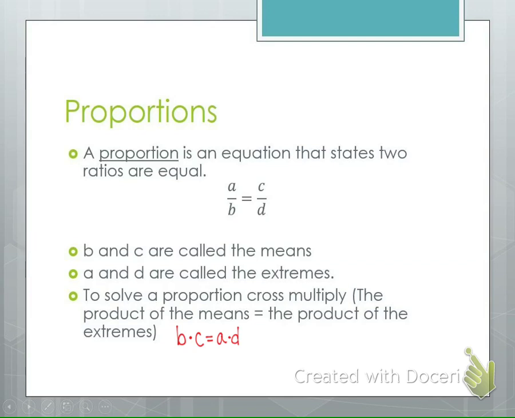Cross multiply means you are crossing over to the diagonal. The arrows help you. However it is you first learned how to cross multiply. Anybody need more time on this slide? Okay?